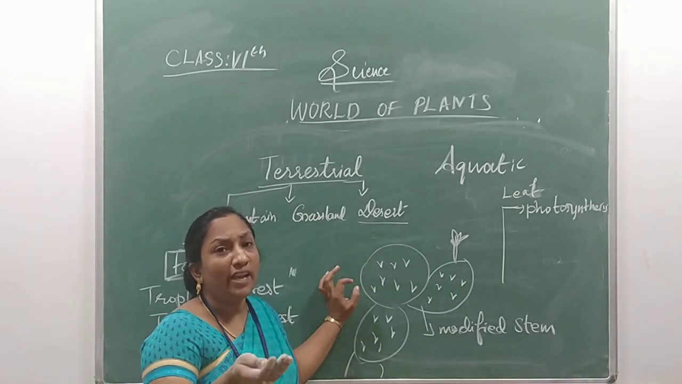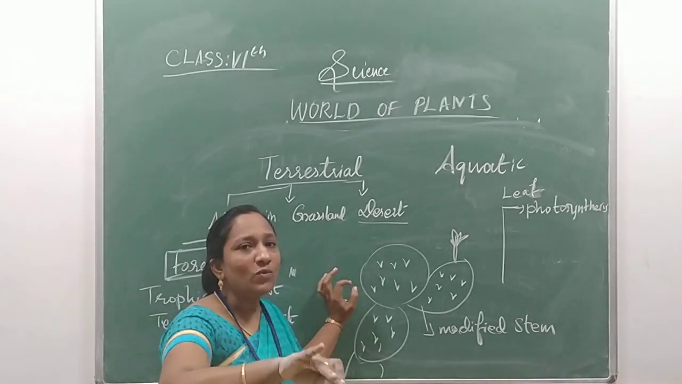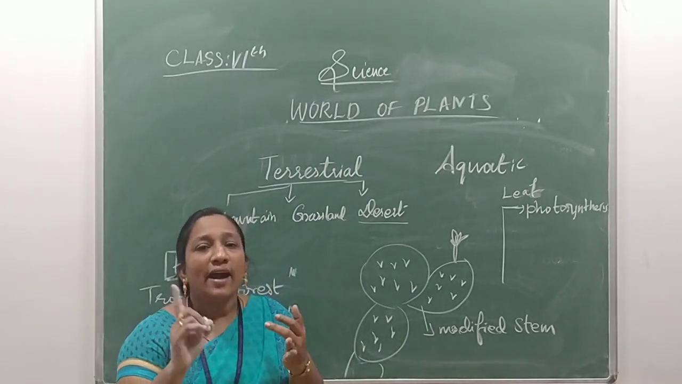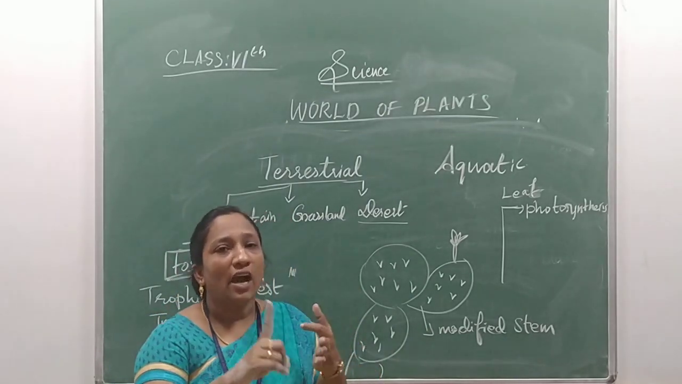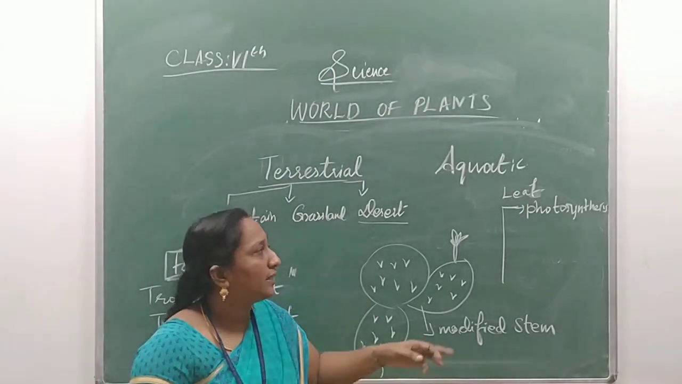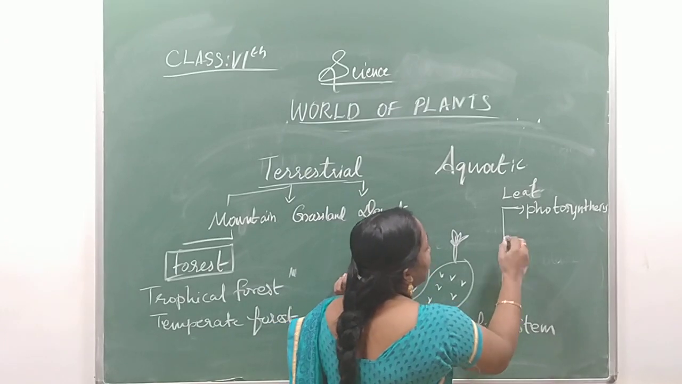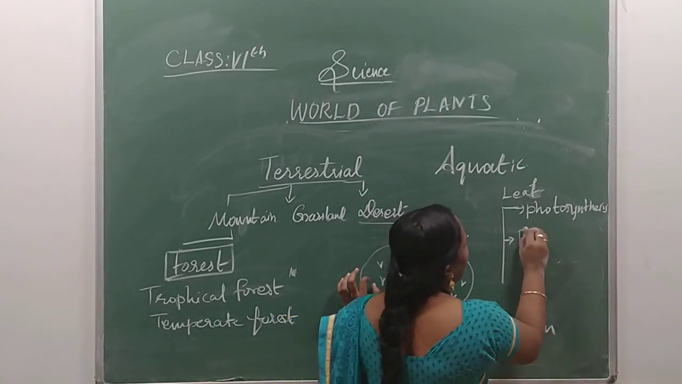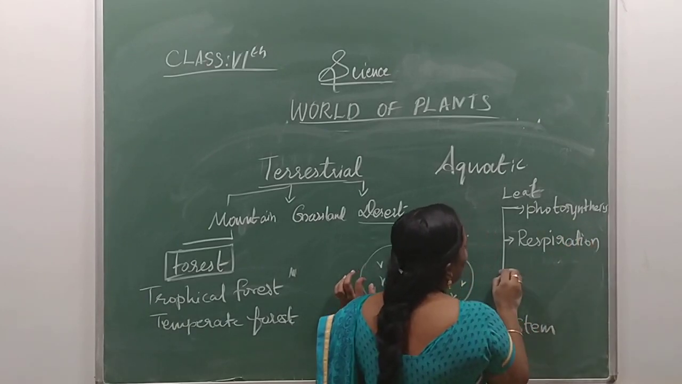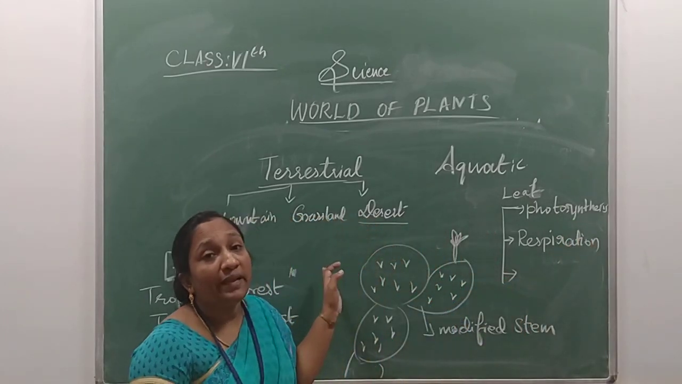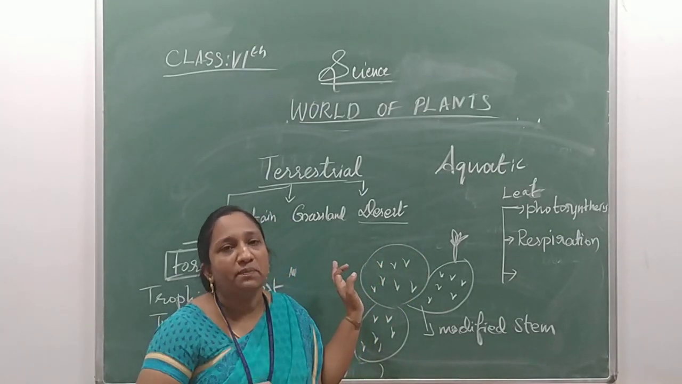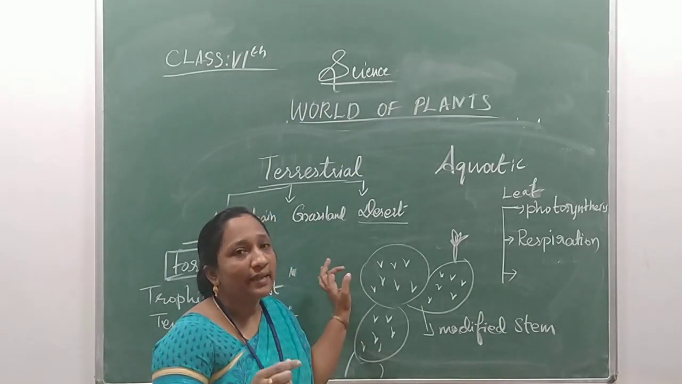Does any plant need food from you? No. You pour water, and with the help of water, it uses sunlight and the green color pigment of the plant and carbon dioxide, plus this water, to prepare its own food. That is called photosynthesis. And next, it does respiration. Like human beings, plants also respire. They exchange gaseous matter. So that is called respiration.